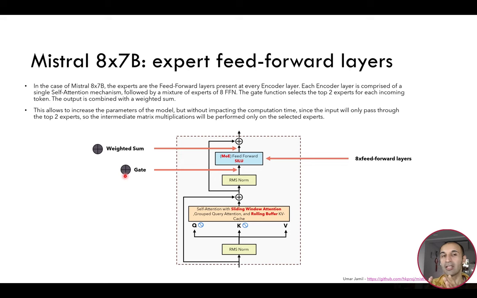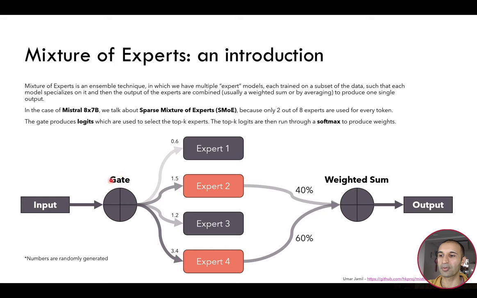Then we run each token through their own two best performing experts. Then we take the output of these two experts and combine it with the weight. What is the weight? Basically, the logits produced by the gate are, suppose, eight values here. I draw only four because I don't have space, but you imagine you have eight values. Then we take the top two, so 1.5 and 3.4 in this case. These are the two experts through which we will run the token. We take the softmax of the two best performing values. This will be the weight that we'll be using for the weighted sum.